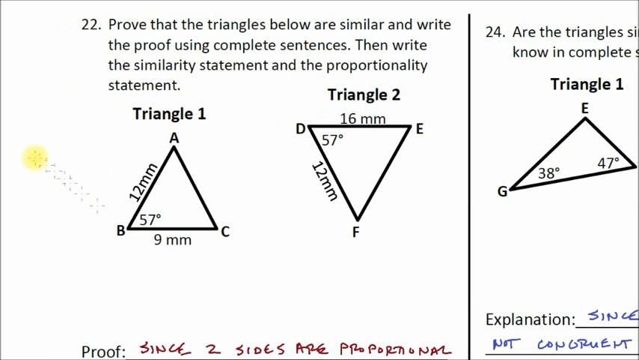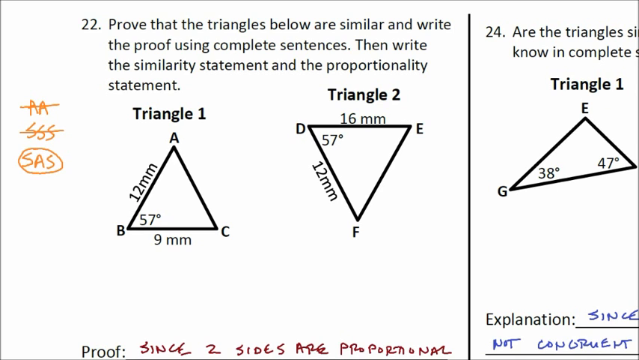prove triangles are similar. We've got AA, SSS, and SAS. Now take a look at this. We don't know two angles of either of these triangles. That means we can't prove by AA. And we can't use SSS because we don't know the third side of both of these triangles. And since they're not right triangles, we can't figure out the third side. That means we're going to have to use SAS.